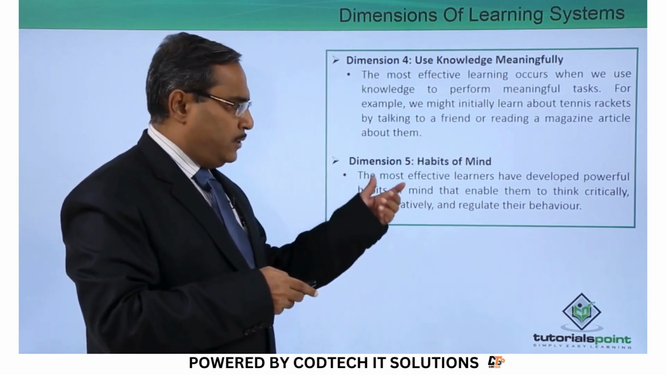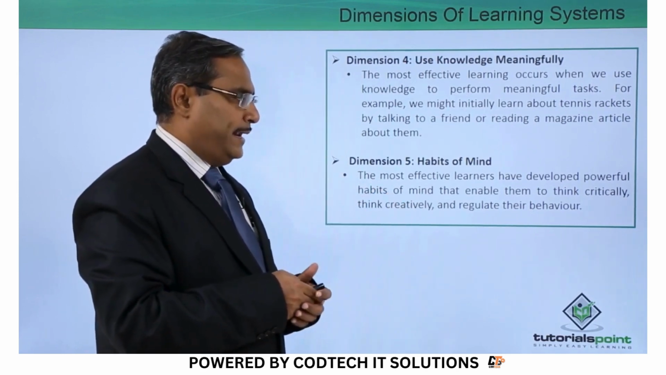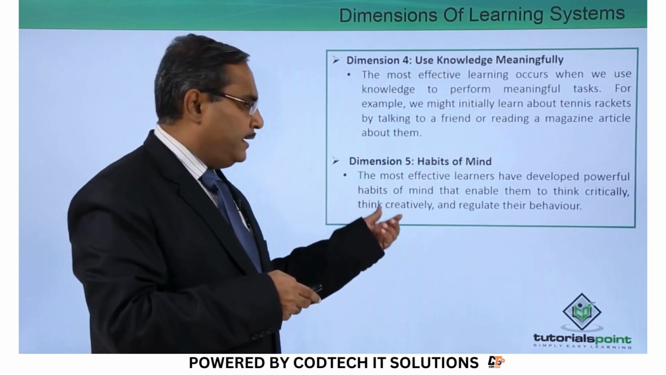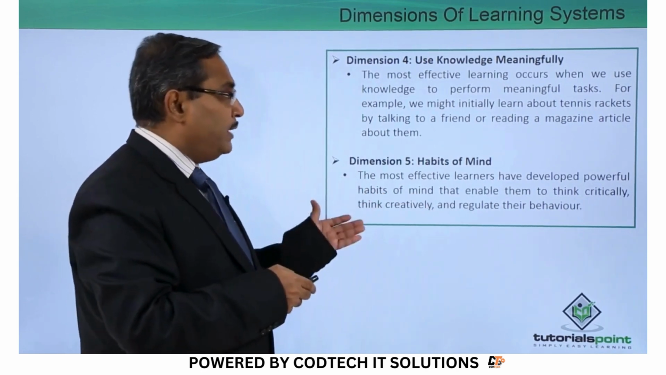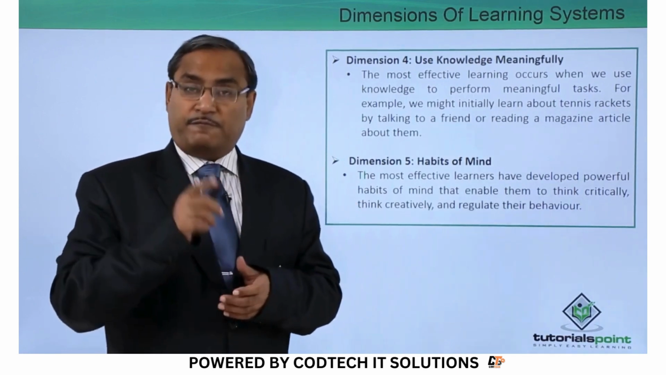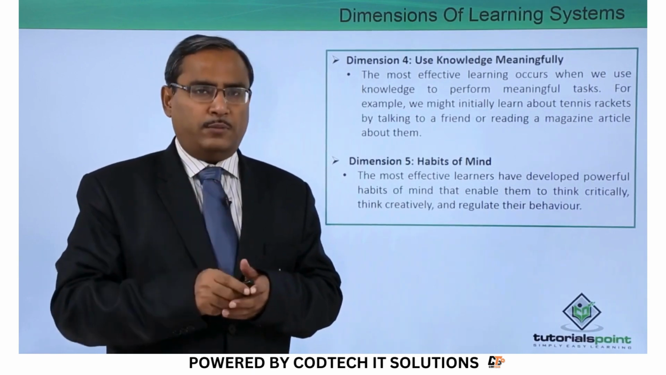The most effective learners have developed powerful habits of mind that enable them to think critically, think creatively, and regulate their behavior. So in this way, we have defined the different dimensions of learning, and there are 5 different dimensions. We have discussed each one of them one by one.